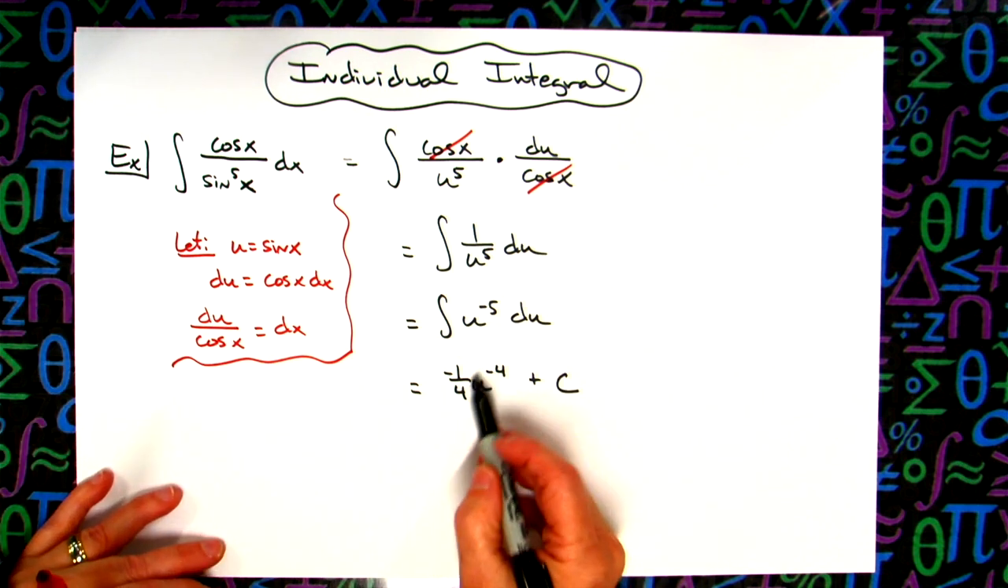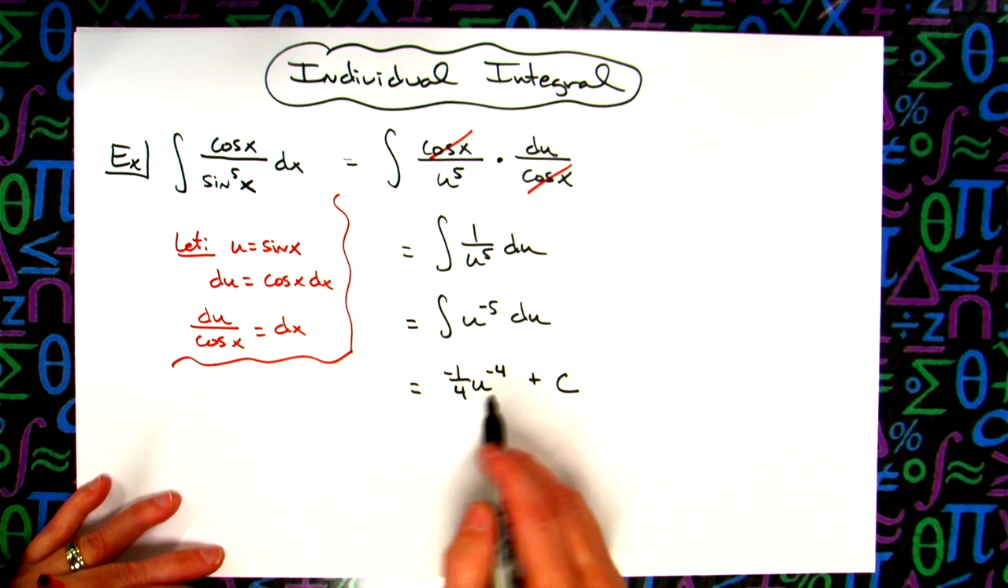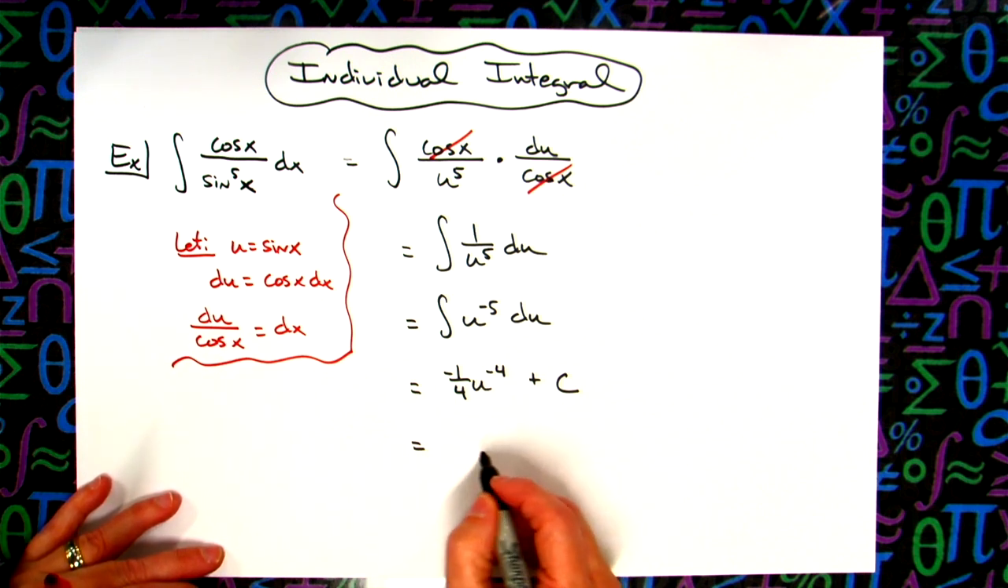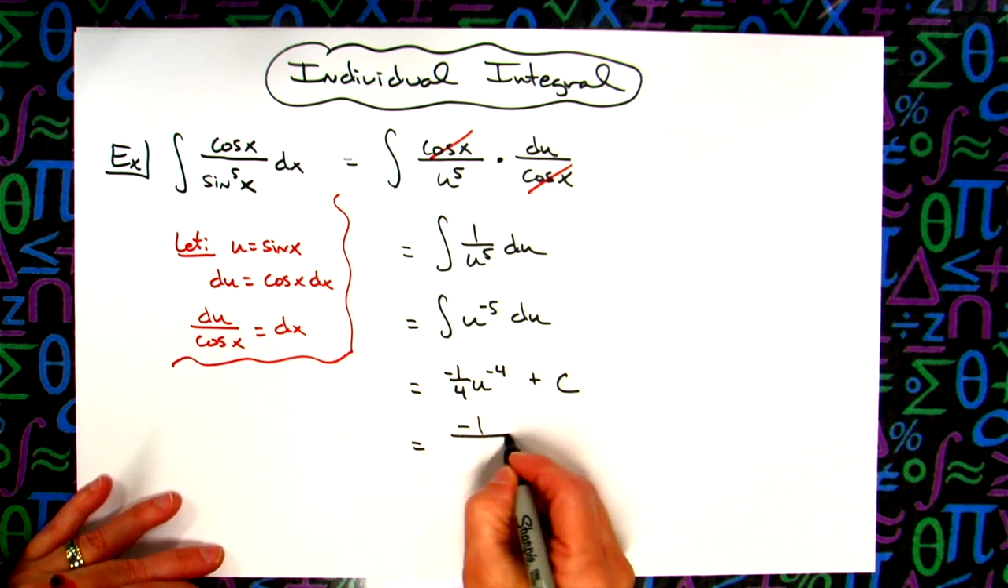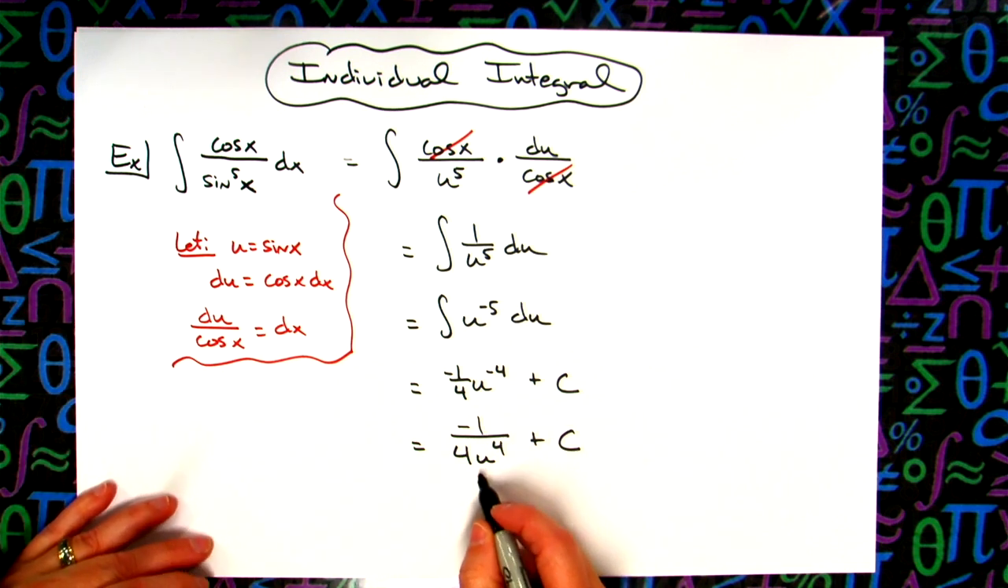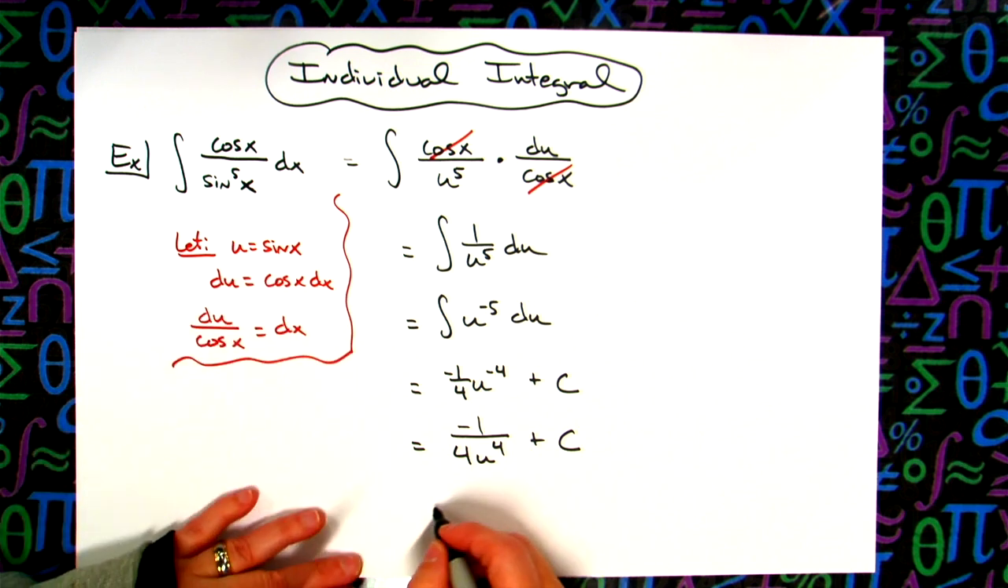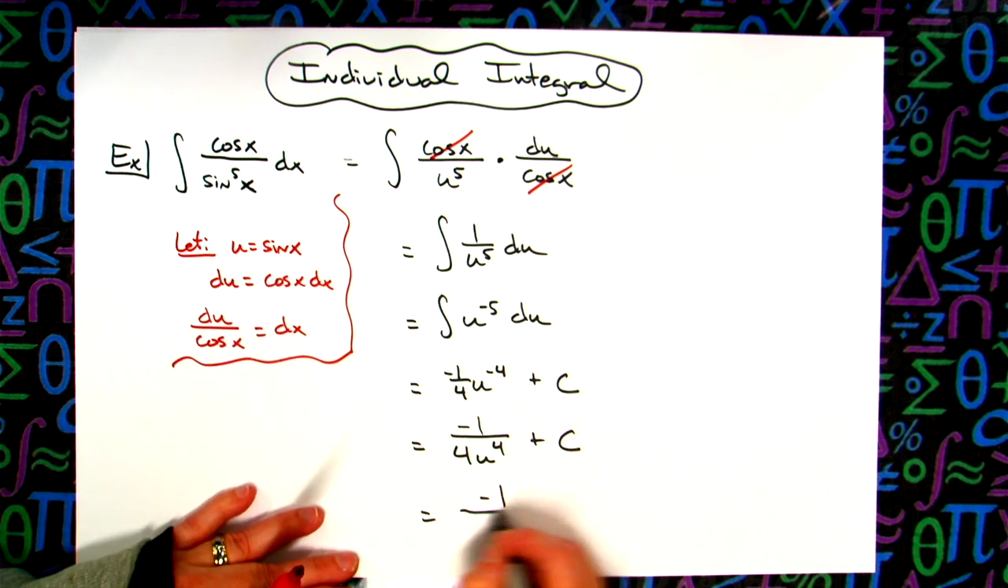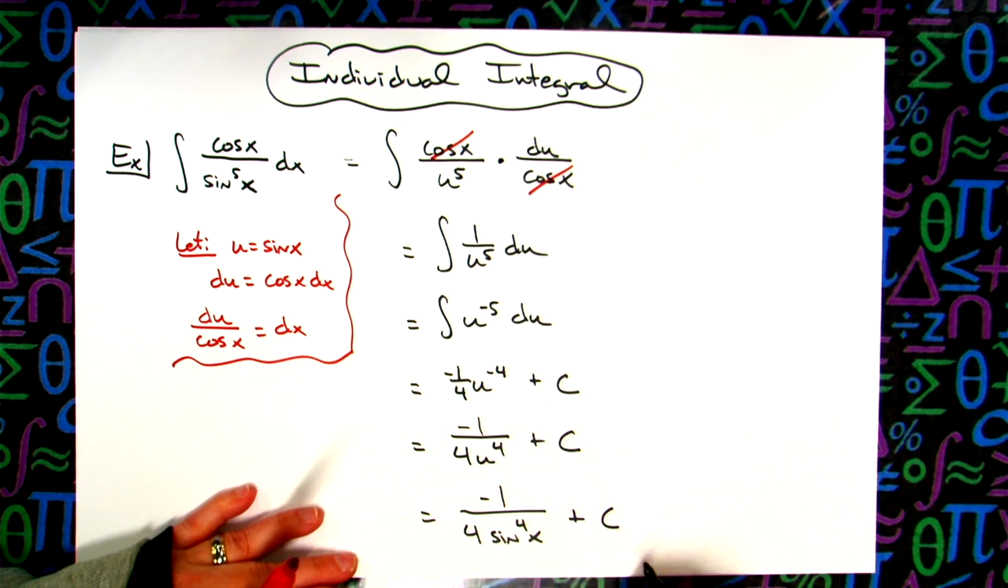Probably need to take this u to the negative 4 and bring it down to the bottom just to clean this up a little bit. So a negative 1 on top and a 4u to the positive 4, plus c. The last step would then be putting that sine x back in. So we'll have a negative 1 over 4 sine of x to the 4th power, plus c.